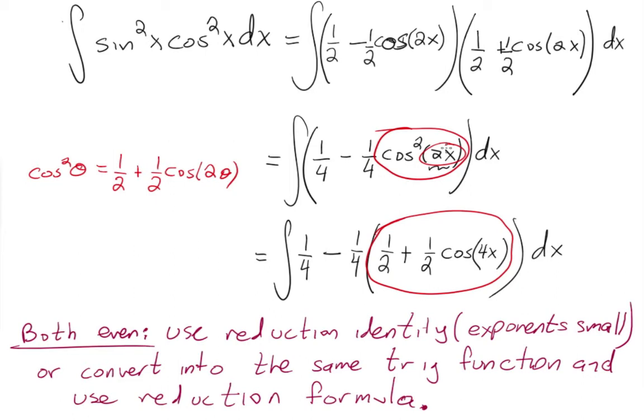Okay. So this is a strategy. It's easy if any one of them is odd: break one off and use substitution. If they're both even, then turn one into the other and then use the reduction formula or reduction identity. Thumbs up?